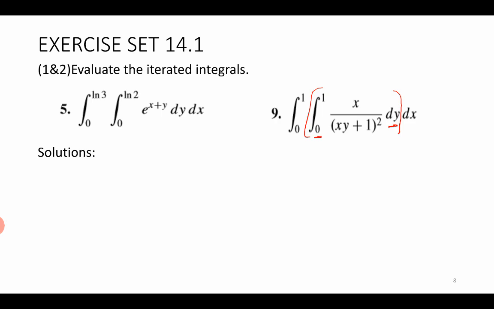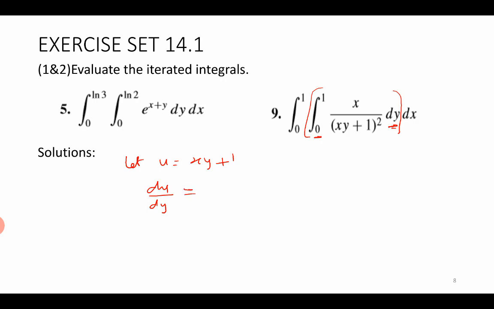There is y in the denominator. So when you want to integrate with respect to y, you use the substitution method. We first take this part, isn't it? Let u is xy plus 1. Therefore du with respect to y, because we are integrating with respect to y, the variable is y.